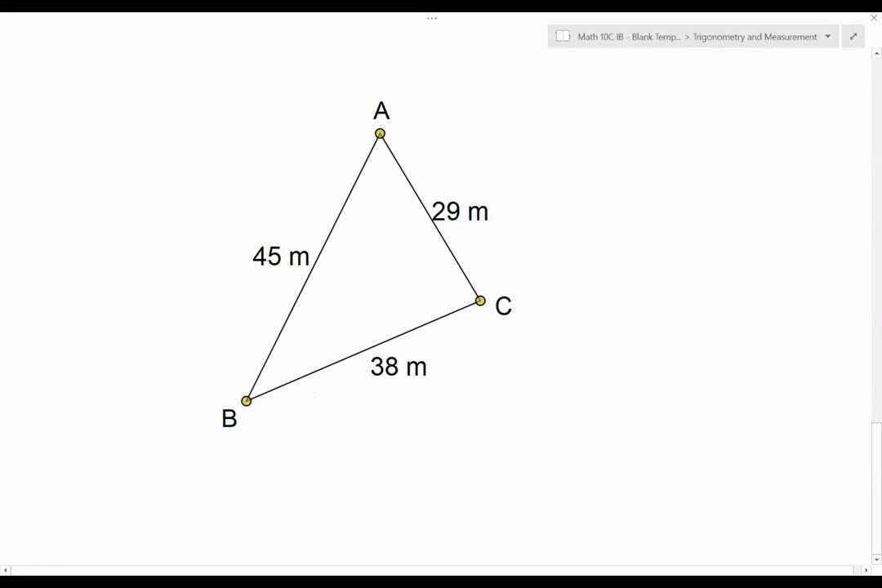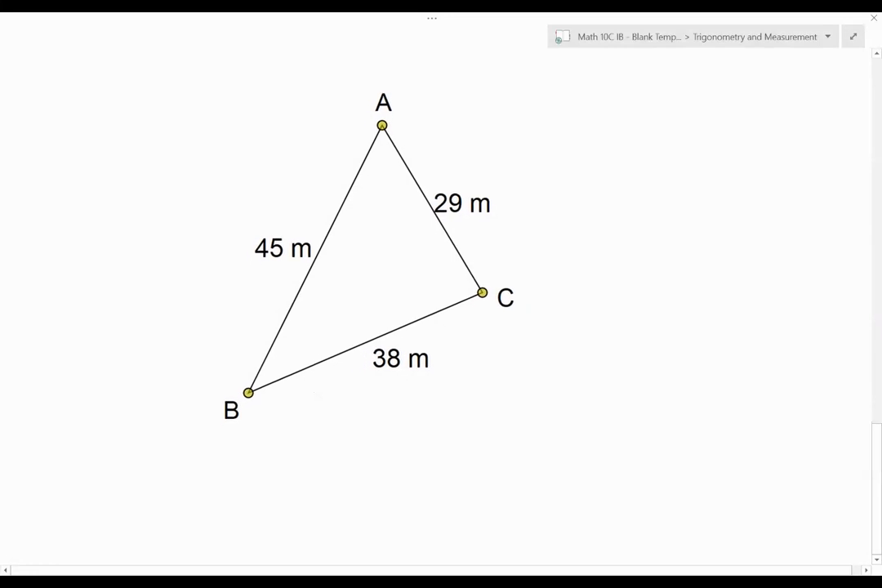So starting with all three sides means I'm going to have to start using the cosine law. I am going to recommend starting by finding the biggest angle. The biggest angle in this case is C. The reason I'm going to recommend that is because after I find the biggest angle using the cosine law, it's nice to be able to use the sine law to find the other angles. It's a little bit quicker.